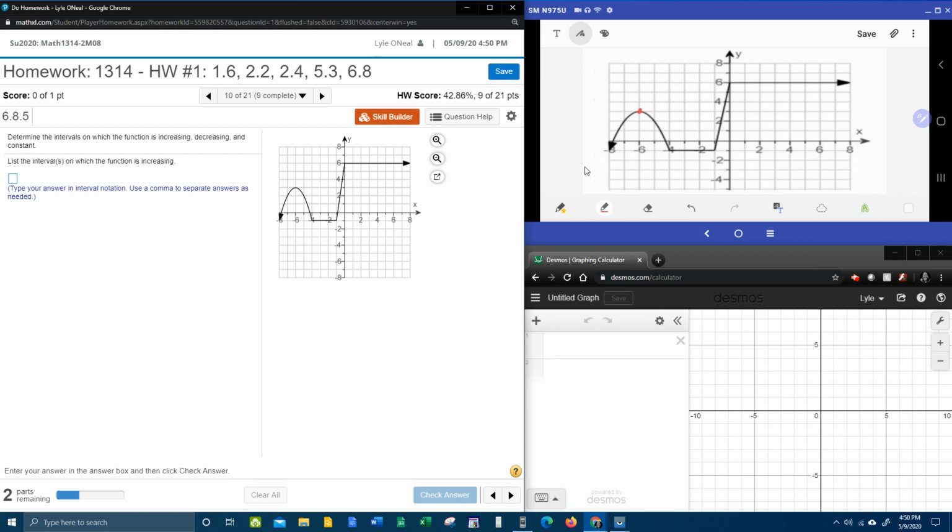This point right here would be considered a transition point because the graph goes from increasing, going up, to decreasing, going down. So that's a transition point because it's a point where the graph changes what it's doing. Vertical line there. So here's another transition point. Here's another transition point. And another transition point.